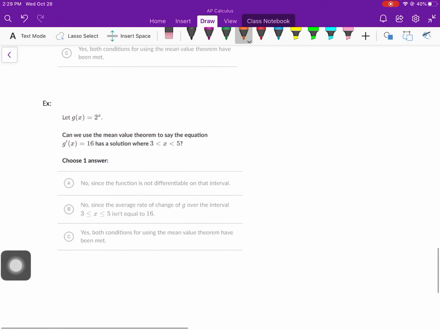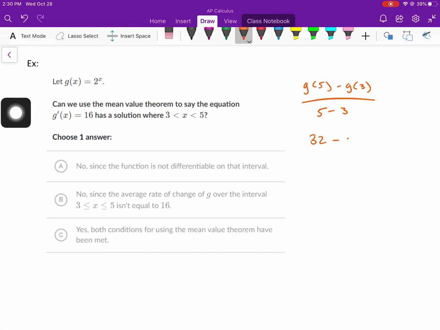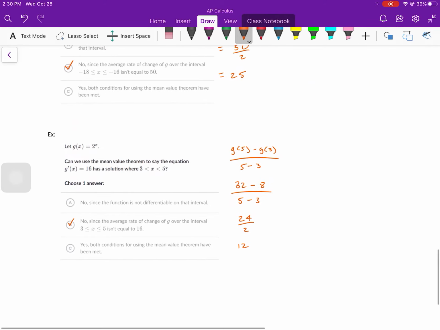Everything's covered. For this last one, you just do the same idea. You would just run through g of 5 minus g of 3 over 5 minus 3. So g of 5 would be 2 to the 5th power, which would be 32 minus 8 over 5 minus 3. 32 minus 8 is 24 over 2, which is 12. Not exactly equal to that 16, is it? So once again, we run into that same problem. But if it was 16, we would say, yes, we are good.